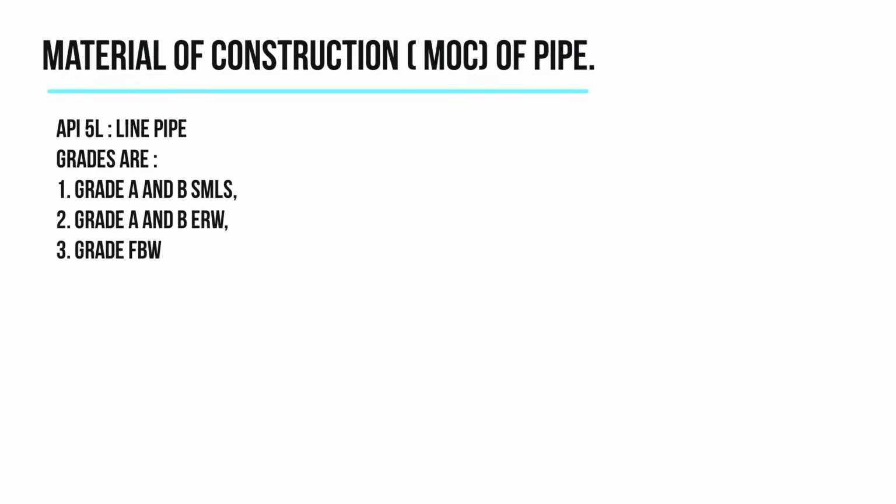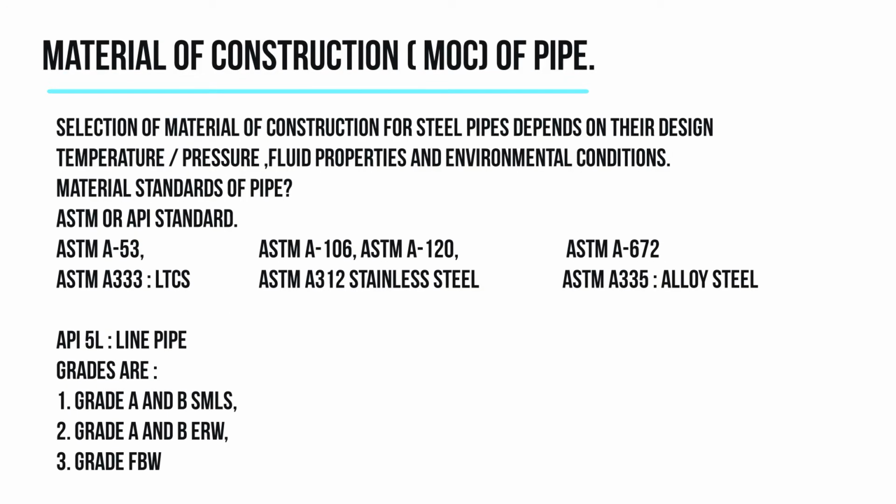Material of construction of pipe. The selection of material of construction for steel pipes depends on their design temperature, pressure, fluid properties and environmental conditions. Pipe can be metallic or non-metallic, but there are certain factors that affect the selection of the pipe, for example the temperature, pressure and the type of manufacturing. The temperature factor is the most important one. Pipe made from carbon steel always loses its strength at higher temperature.